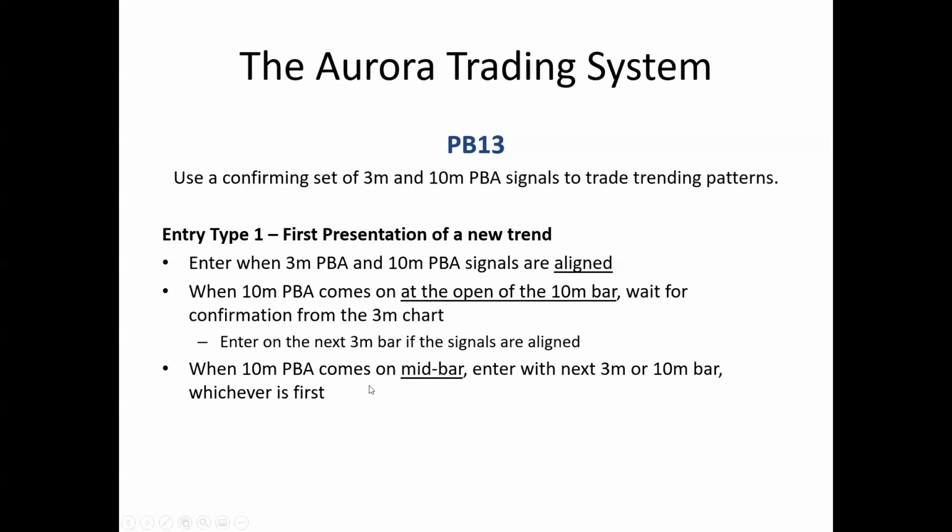When the 10-minute PBA comes on mid-bar, so mid-bar is any time after the open of the 10-minute bar, we're going to enter with the next 3-minute or 10-minute bar, whichever is first. So let's just say hypothetically that a mid-bar 10-minute came on at 9:53 and 30 seconds. The next 3-minute bar is going to be the 9:54 bar. That would prompt us to take the trade if the 9:54 bar is confirming alignment on the 3-minute.